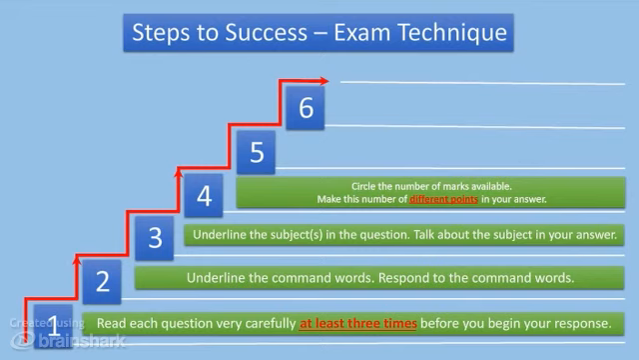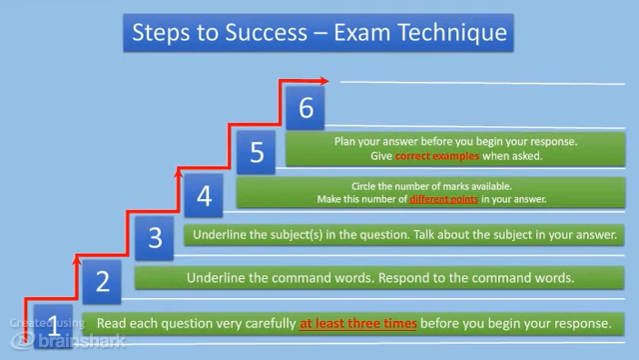Our next point is the importance of planning your answer before you dive in to writing your response. Give yourself enough time to think about what the examiner is looking for, what are going to be the key points, the key terminology, the key areas that are going to score you marks. Plan it very briefly, and then once you're ready to, start writing your response.